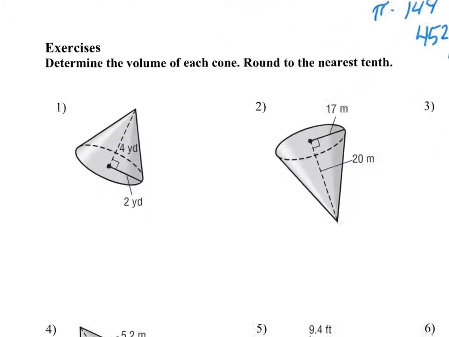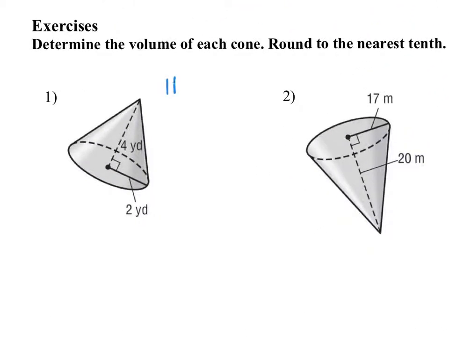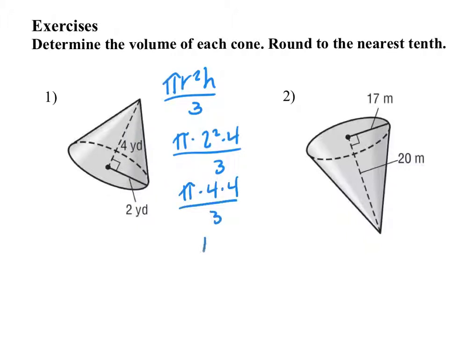Okay, so look at number 1. I'm going to use that pi r squared h divided by 3. That's the one I like. You use whichever one makes you more comfortable. So I'm going to say pi times 2 squared times the height divided by 3. Pi times 4 divided by 3. Pi times 16 divided by 3. Now, I can't simplify 16 divided by 3, so 16 times pi divided by 3, and I would get 16.755, which would round to 16.8 yards cubed.